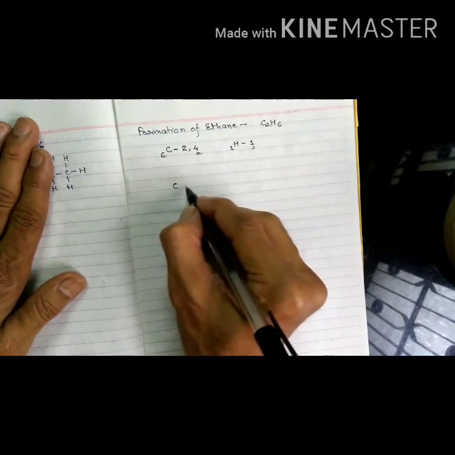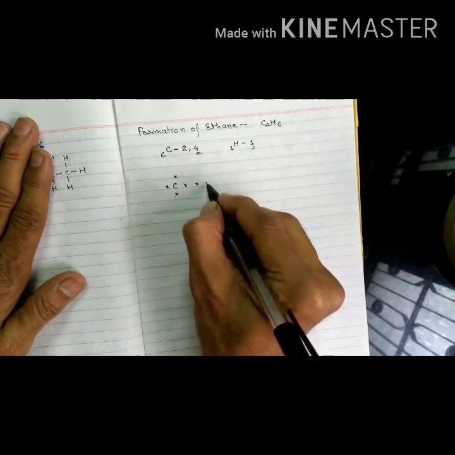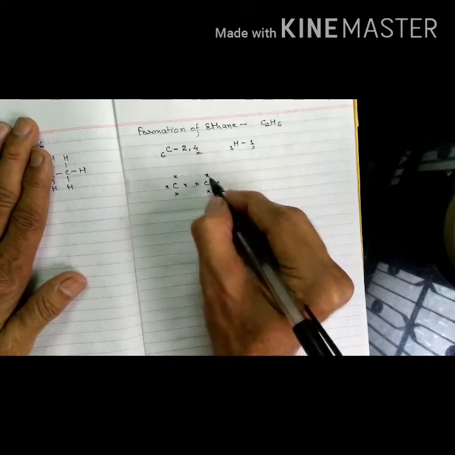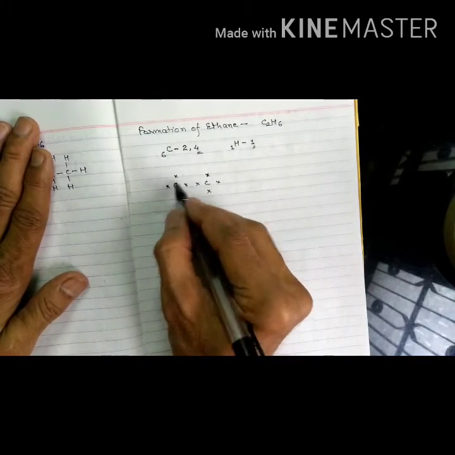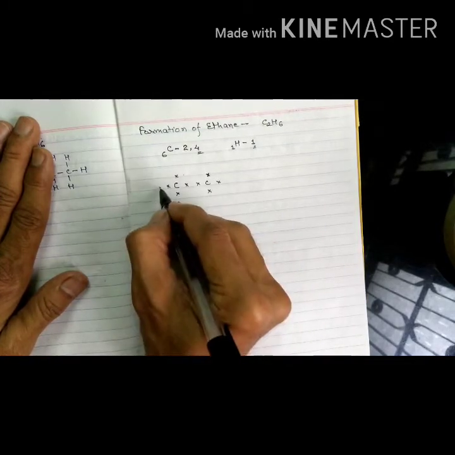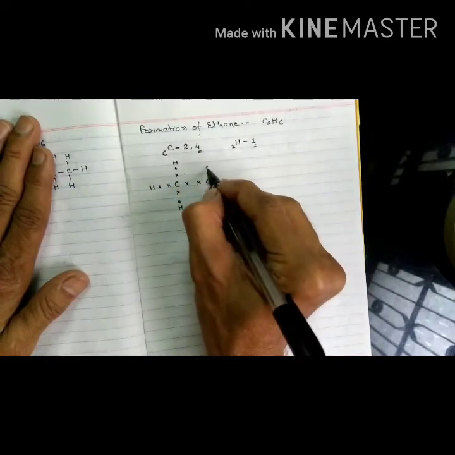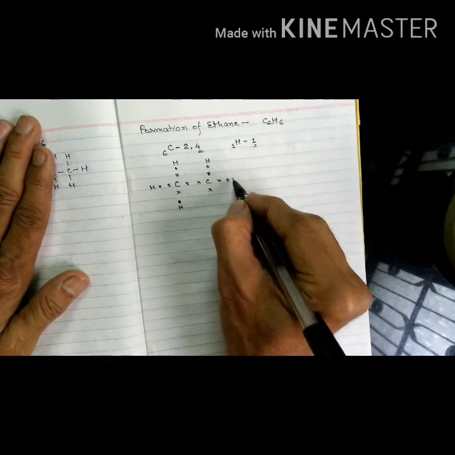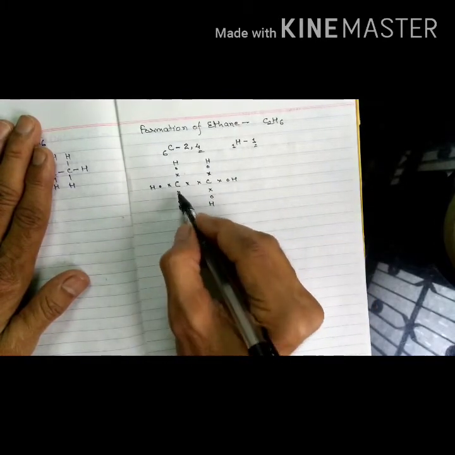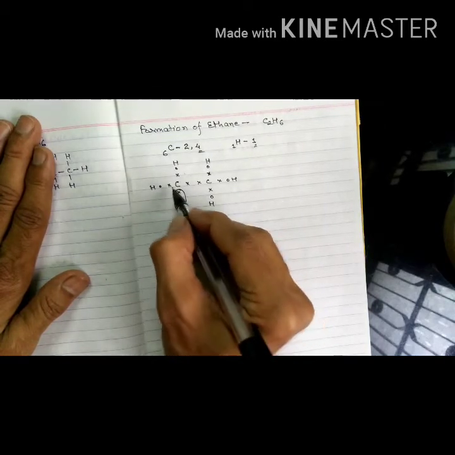This is the carbon, first carbon having 4 electrons, and this one is the second carbon having 4 electrons. Each electron of carbon is shared with hydrogen. Now each hydrogen can share 1 electron of carbon to become stable, that is, it can complete its duplet.